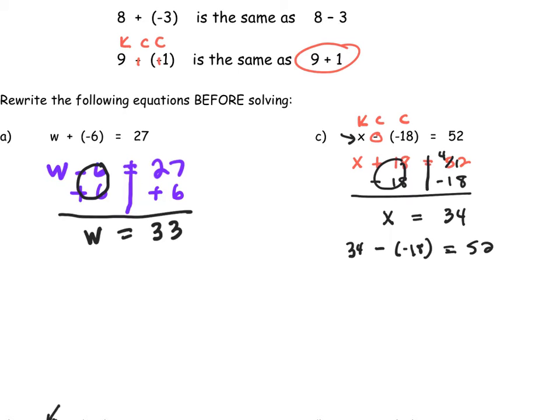We could also help ourselves out by doing a keep, change, change. And so this is really 34 plus 18, and that is indeed 52. Both will work out on your calculator. So what I'd like you to do is pause the video, rewrite letter D, and then check back when you're ready for the answer.